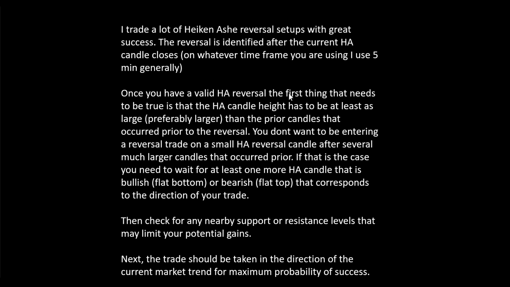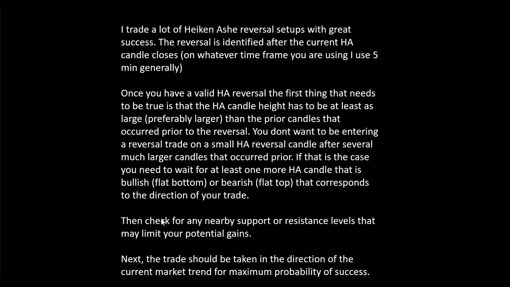So once you have a valid Heiken-Ashi reversal, the first thing that needs to be true, in other words, if you have bearish candles coming down and now you get a flat bottom candle, the candle height should be at least as large, preferably larger than the prior candles. All that means is if you've got a downtrend being created by fairly large red Heiken-Ashi candles with flat tops, then if you get a green candle with a flat bottom, that candle needs to be fairly large. You don't want to try to catch a reversal on a tiny little flat bottom green candle. You want to wait for it to maybe put in 2 or 3 candles. The size is important.